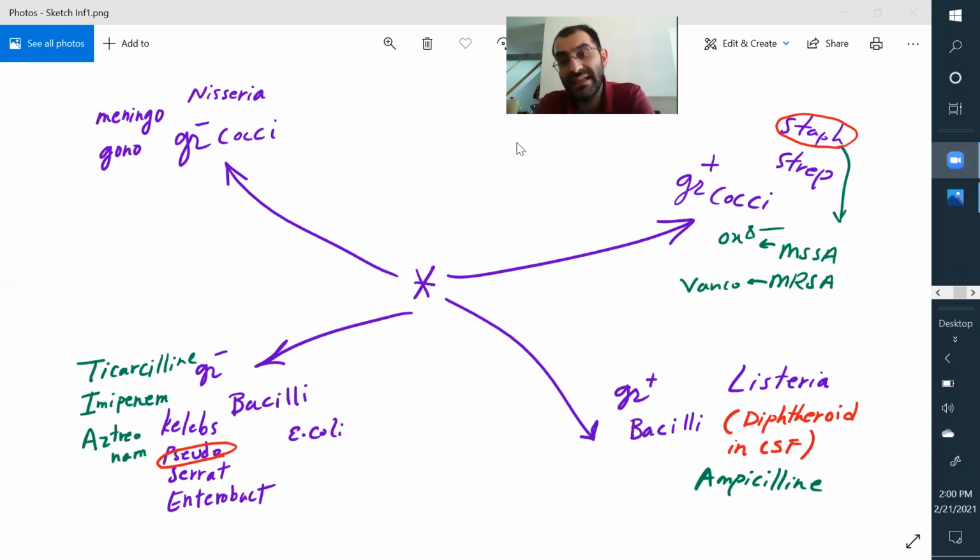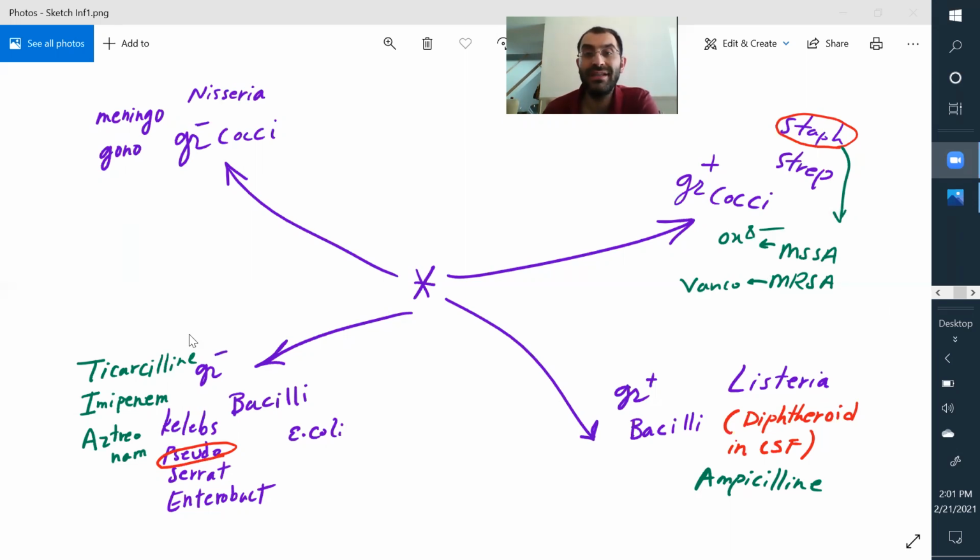So we have methicillin-sensitive Staph aureus, we have methicillin-resistant Staph aureus. Methicillin-sensitive Staph aureus: oxacillin, cloxacillin, dicloxacillin, and naf. Methicillin-resistant Staph aureus, MRSA: vancomycin. Clear, guys? Clear? So we are done with this side of the spectrum.